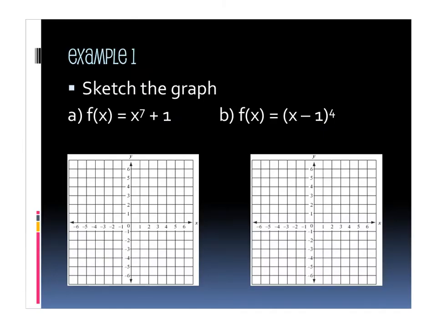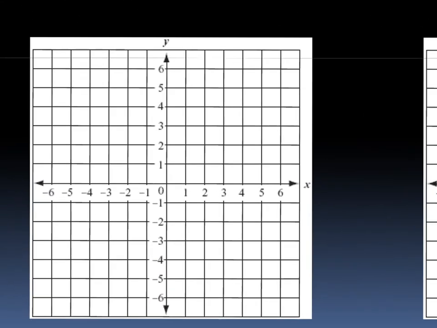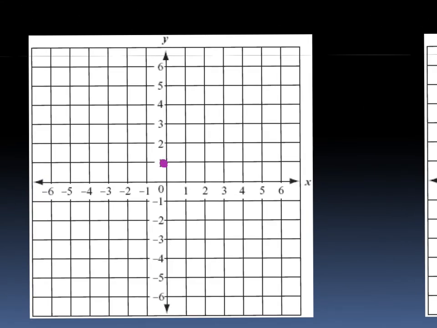All right, so sketch your graphs. Use your transformations and what that parent function should look like to sketch these graphs. So x to the 7th resembles what graph? The cubic function plus 1 does what? Up 1. So I'm going up 1, and it's going to be a little bit flatter around that point, okay?